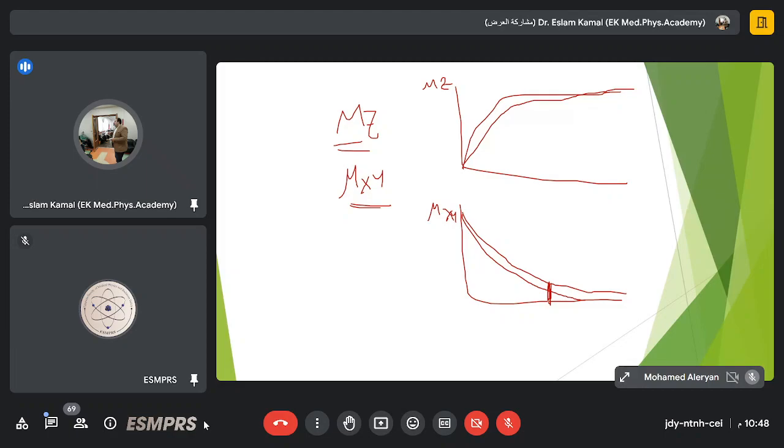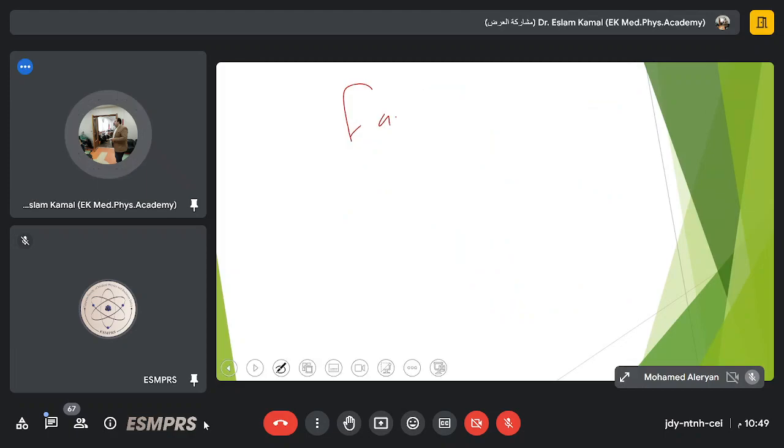You are choosing a certain point where MZ has a certain value and MXY has another value. So you can get a signal from MXY and MZ at the same time. But the difference in the signal is based on what? On the MZ difference or the MXY difference? This is the point. For example, if you have fat and water, fat itself has a certain MZ value and MXY value, and water has its own MZ value and MXY value. Is it clear for everyone?